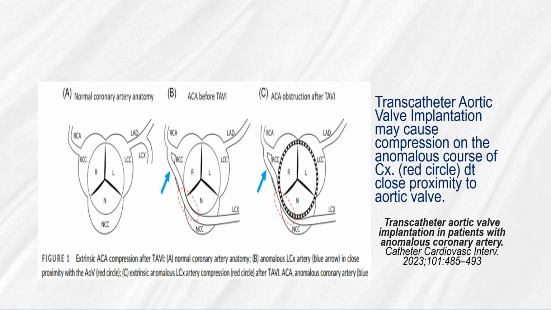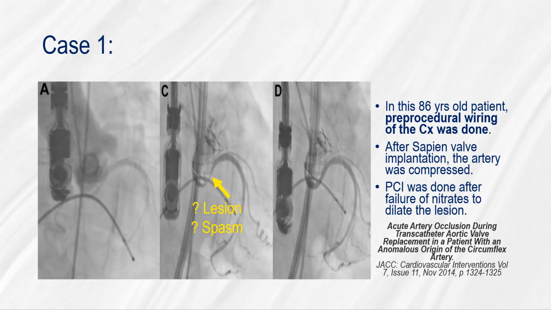In the literature, there are many cases in which the retroaortic segment is compressed. Regarding TAVI, aortic valve implantation may cause compression on the anomalous course of the CX, red circle, due to close proximity to the aortic valve. In this 86-year-old patient, pre-procedural wire of the CX was done. After valve implantation, the artery was compressed.